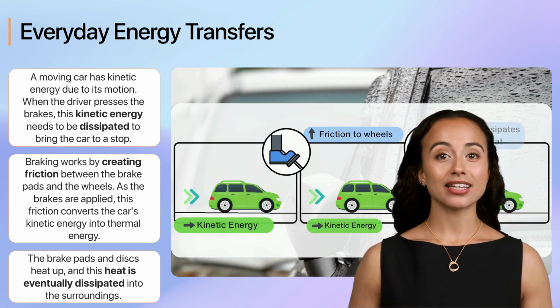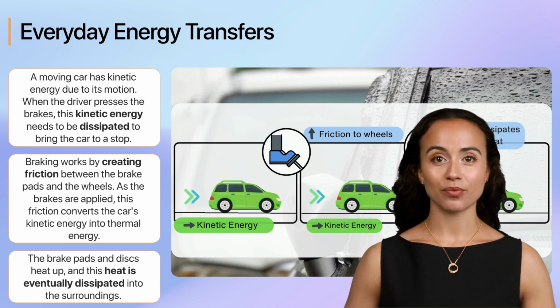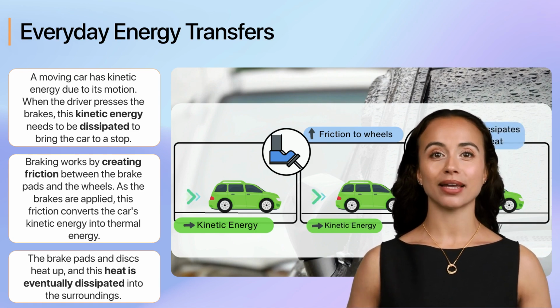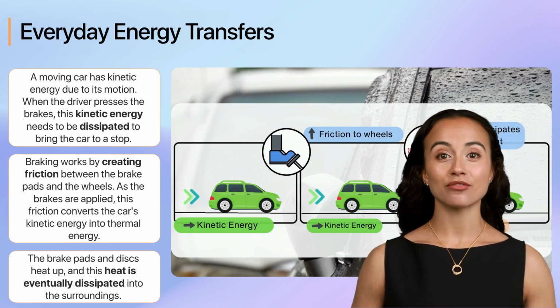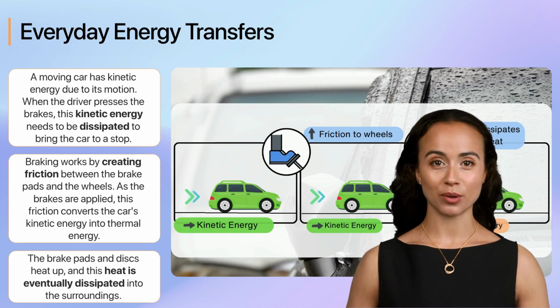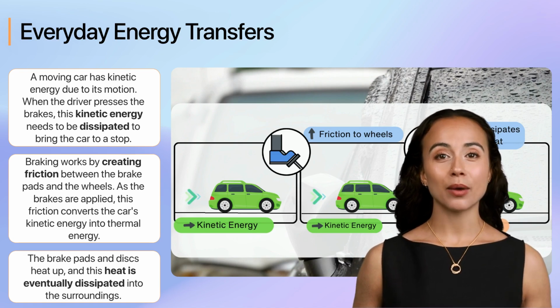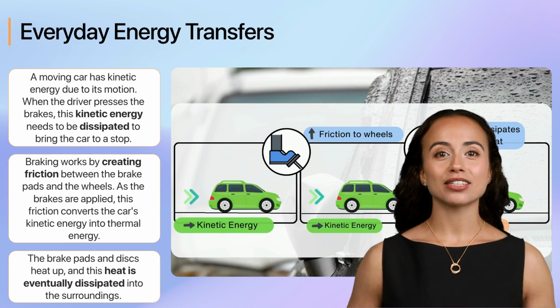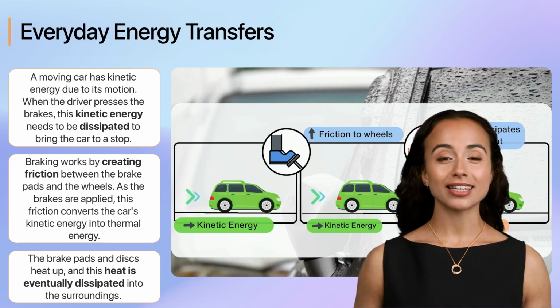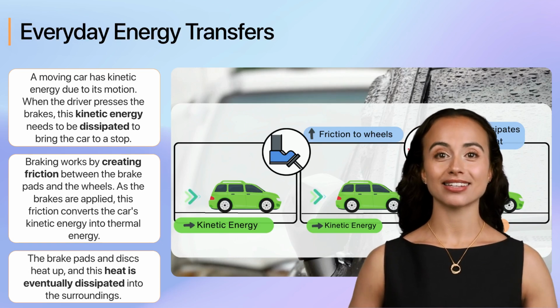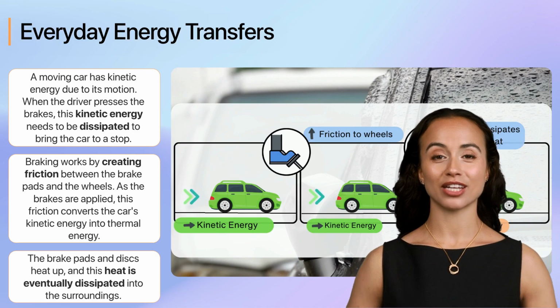Like the previous example with the ball, this transformation occurs through a mechanical process. The frictional force does work on the car, converting its kinetic energy into thermal energy. Through this example, we see another practical application of the principle of energy conservation. The kinetic energy isn't destroyed, but is instead transferred and transformed into another form.